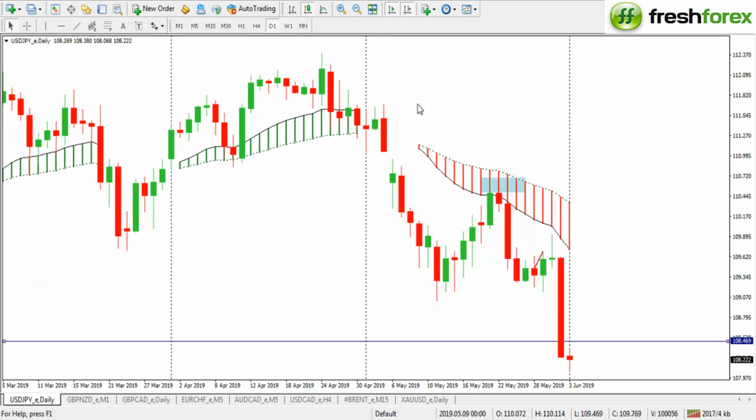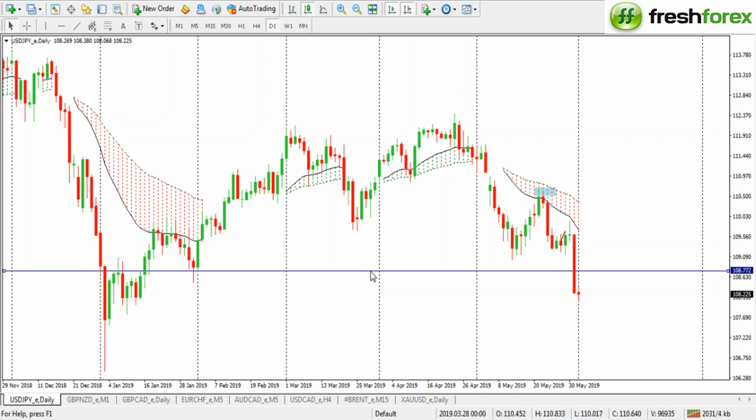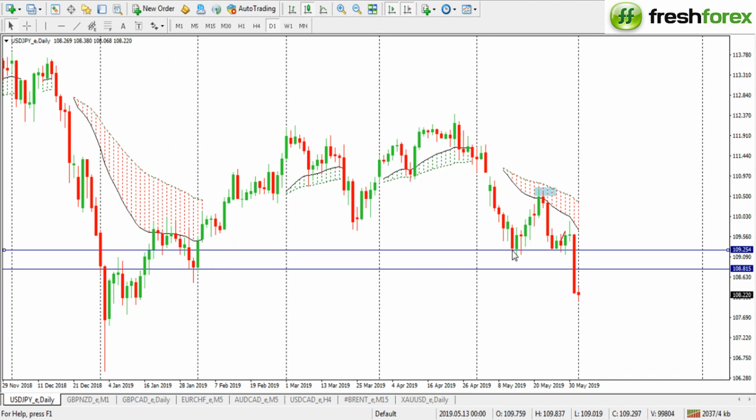106.182. On the daily, we are also looking for a sell, but only if the price can retrace back up to either that level or the next one. So within this zone is the correct place we want to look for a sell from.